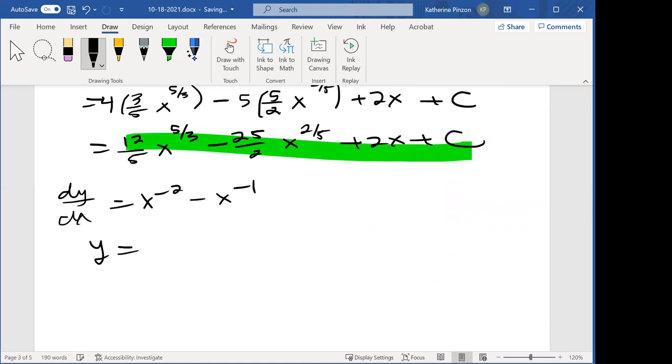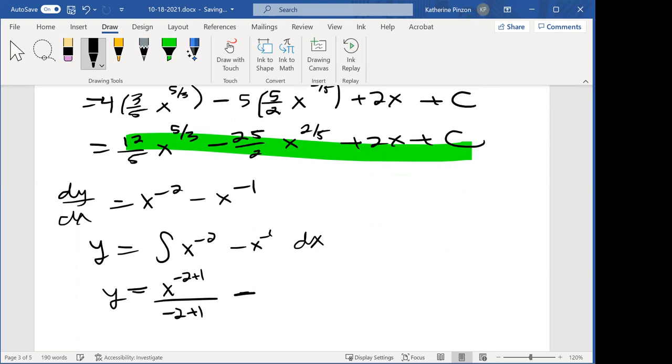So then y is going to be the antiderivative of x to the -2 minus x to the -1. Okay, antiderivative of x to the -2. What do I have to do? Add 1 to the power. So -2 plus 1, divide by the new power, right? So x to the -2 plus 1 divided by the new power, minus antiderivative of x to the -1. Okay, add 1 to the power. What do you get when you do -1 plus 1? 0. Can you divide by 0?